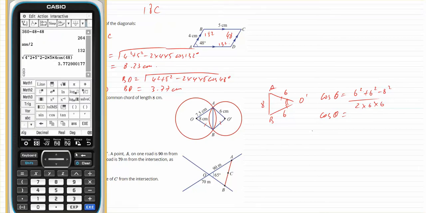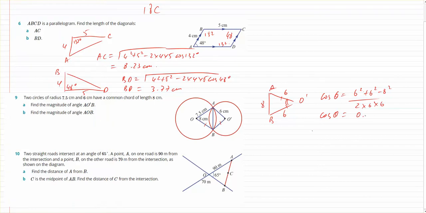I'll use the fraction tool. 6 squared plus 6 squared minus 8 squared divided by 2 times 6 times 6. That gives 0.11111. All I'm doing is getting the inverse cos of it. So inverse cos of 0.11111.